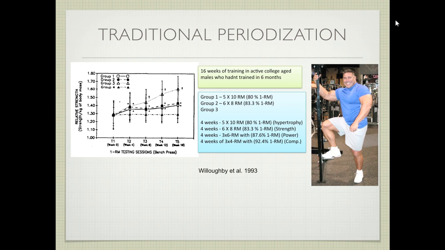So this is traditional periodization, and this is the study Darren Willoughby did. He had one group which was not periodized, so they did 5 by 10 RM for 16 weeks straight. Group 2 was 6 by 8 RM for 16 weeks straight. And group 3 was periodized: 4 weeks at 5 by 10, 4 weeks at 6 by 8, 3 weeks at 3 by 6, 4 weeks at 3 by 4. So if you look at what happened, this is group 1, 5 by 10, this is group 2, 6 by 8, this is group 3, periodized. That's just the control group.